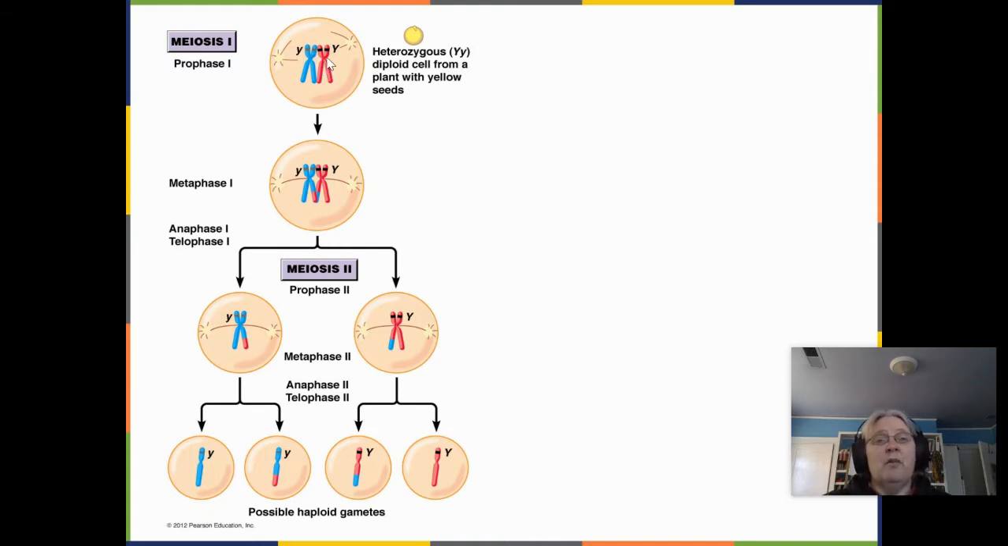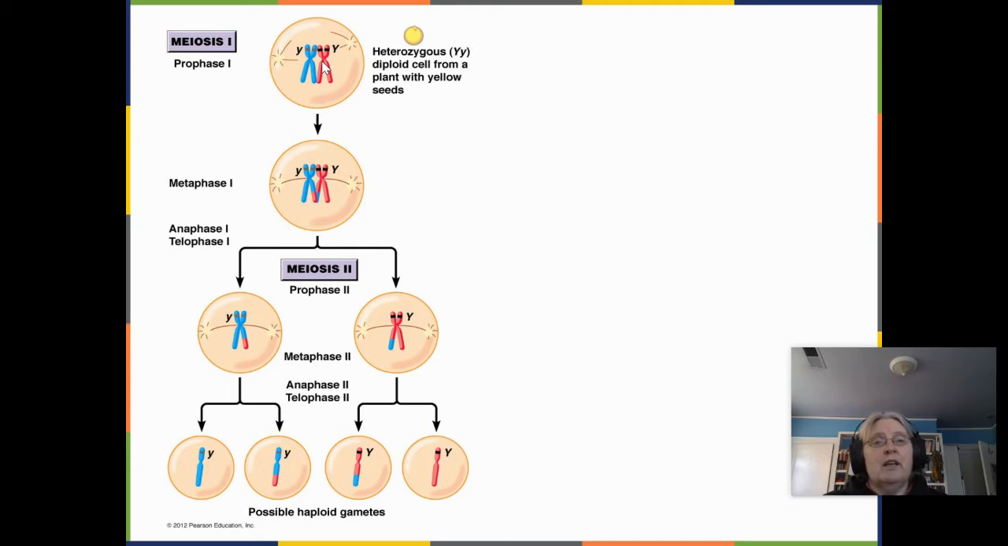Now, these are homologous chromosomes. They contain the same genes, but they don't necessarily contain the same alleles, and in this case they do not. Here we have the gene for coloration in a pea. Blue, or daddy, has the little y recessive gene, and red, for mommy, has the big Y dominant allele. So this is a heterozygote, and this heterozygote is going to start to make its own gametes.